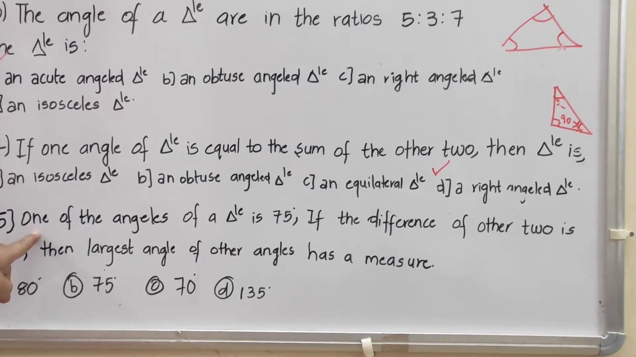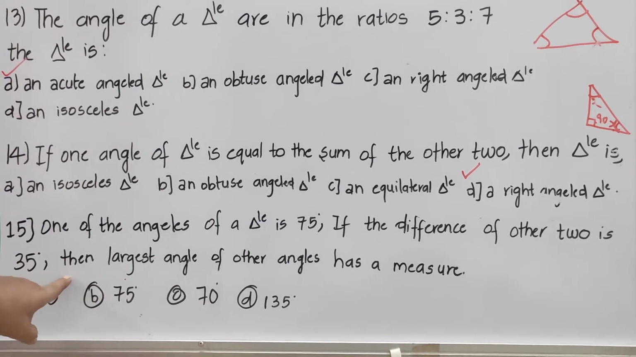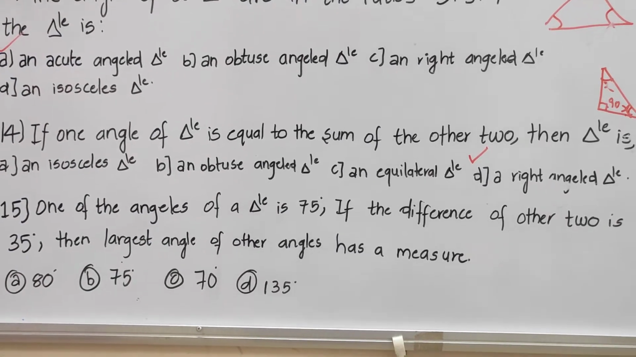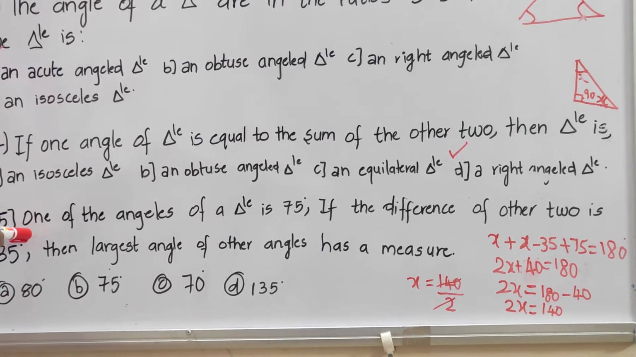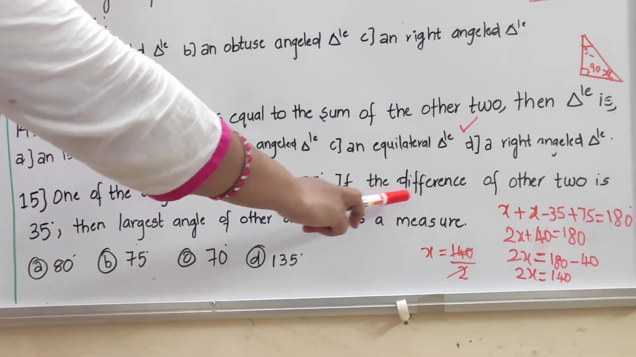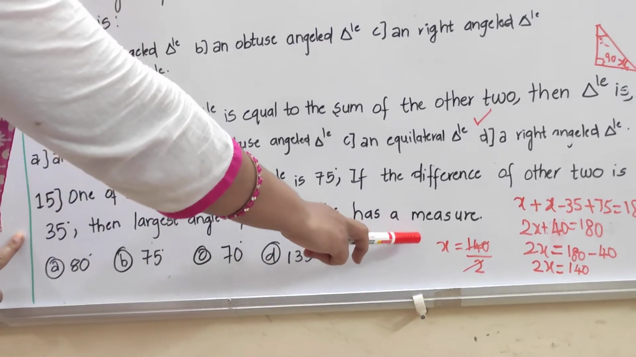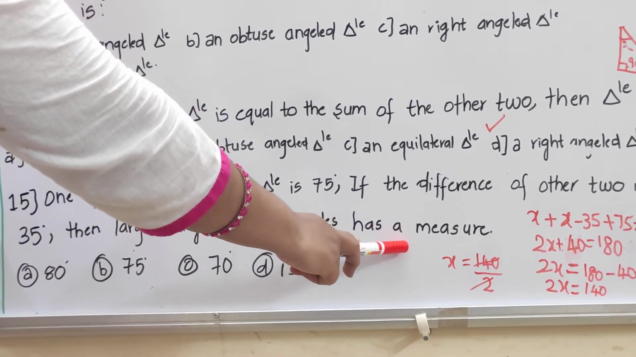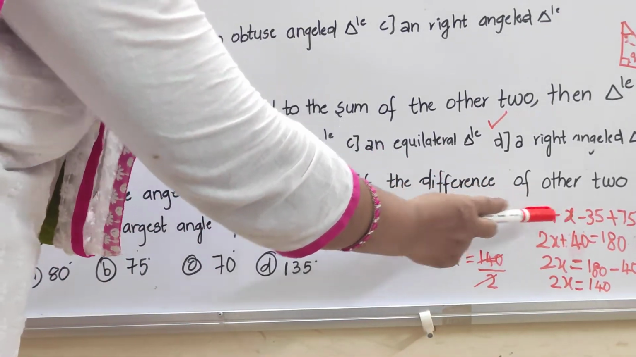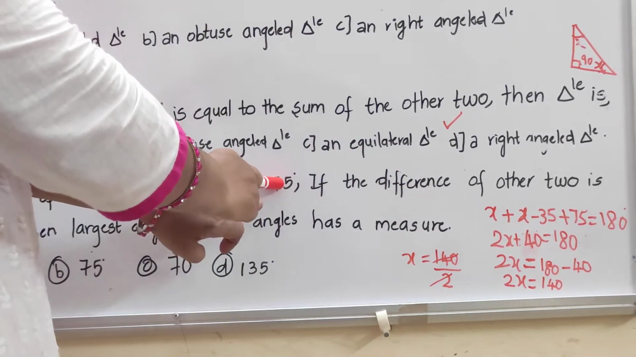Then coming to the 15th question, one of the angles of a triangle is 75 degree. If the difference of the other two angles is 35, then the largest angle of the other angles has a measure. So now what has he given? Given, there are two angles, one is x and one is x minus 35, because the difference is 35. So x and x minus 35, and one angle given is 75.